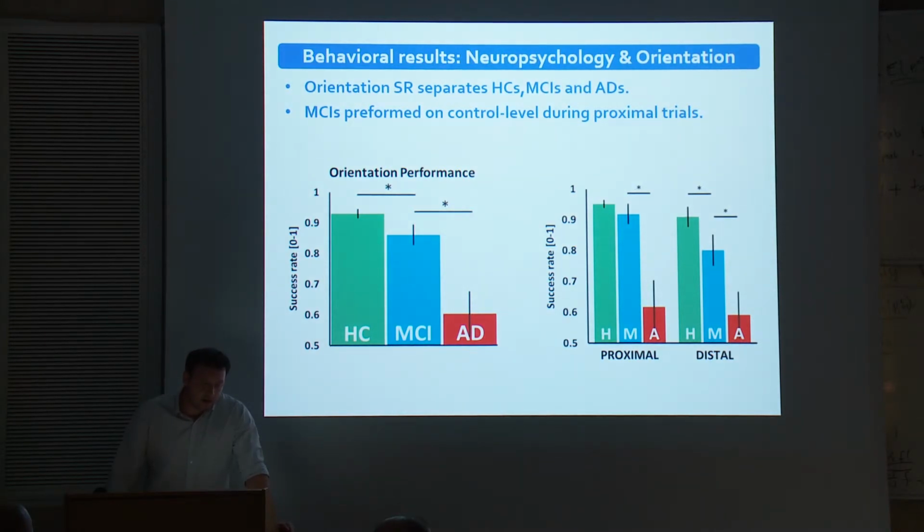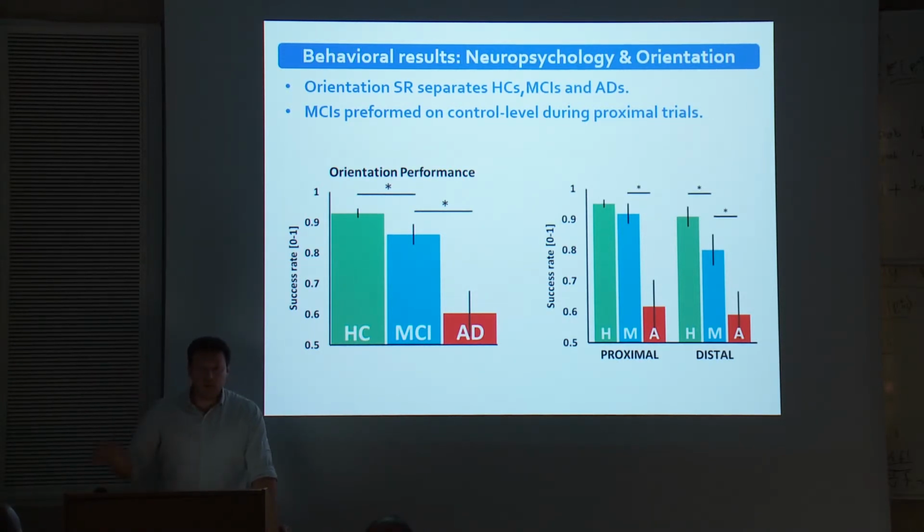But looking at our trials in a higher resolution and segmenting them into proximal and distal trials, meaning asking people about the places, events, people that are close to them, as opposed to the places, people, and events that are further from them, we see that what's driving this separation is the more distal subset. We can consider that to be the more difficult subset.